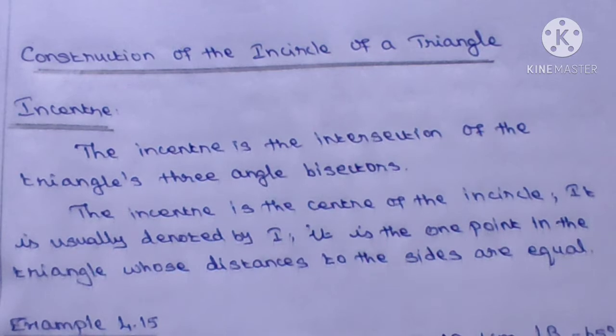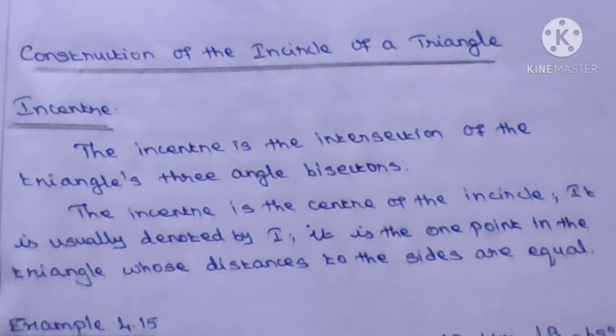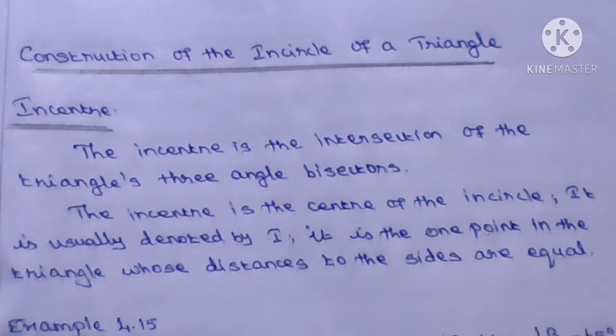Construction of the incircle of a triangle. Listen to the definition. Incenter. The incenter is the intersection of the triangle's three angle bisectors. The incenter is the center of the incircle. It is usually denoted by I. It is the one point in the triangle whose distances to the sides are equal.